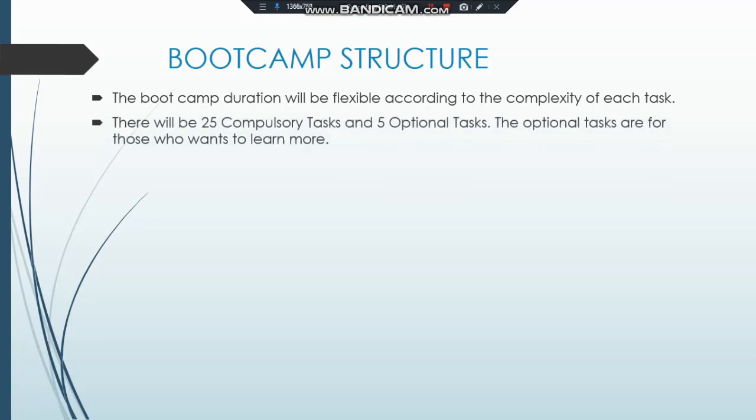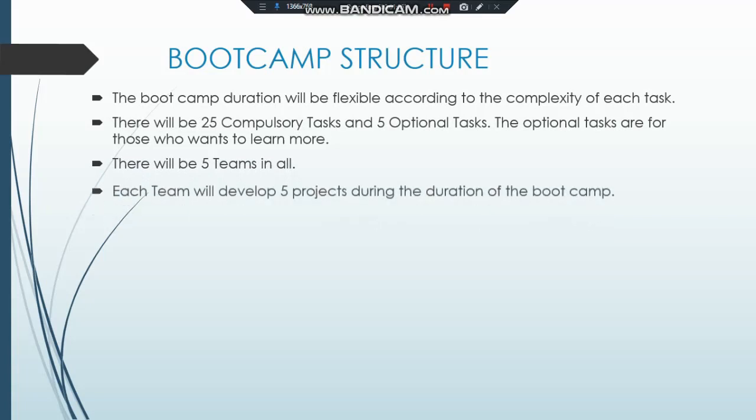Now there will be 25 compulsory tasks and 5 optional tasks. The optional tasks are for those who want to learn more, which means for you to be done with the bootcamp you need to complete 25 tasks, and if you wish to go further, then you take the 5 optional tasks. There will be 5 teams in all, and each team will develop 5 projects during the duration of the bootcamp. The selection of teams is dependent on how many people are participating in the bootcamp. So we can have 5 teams, we can have a team, we can have 2 teams. It really depends on the number of people.